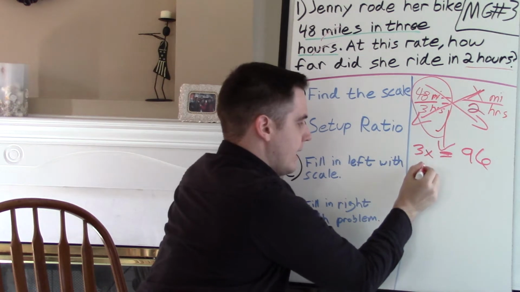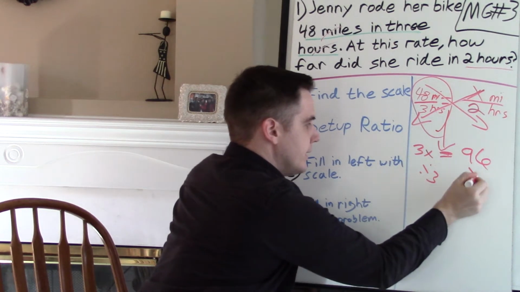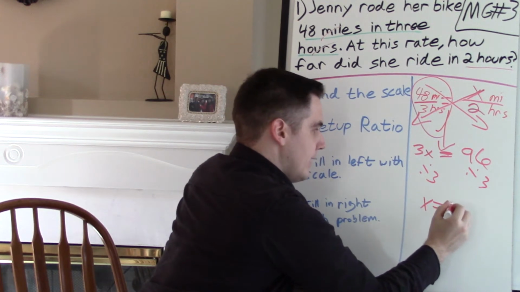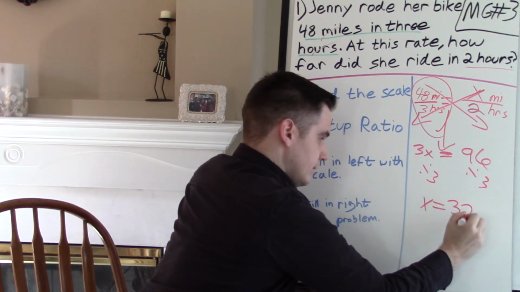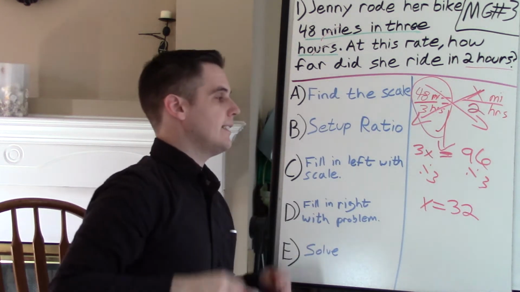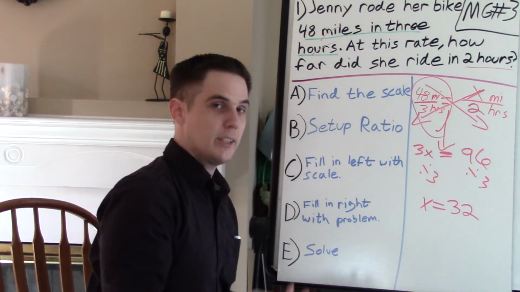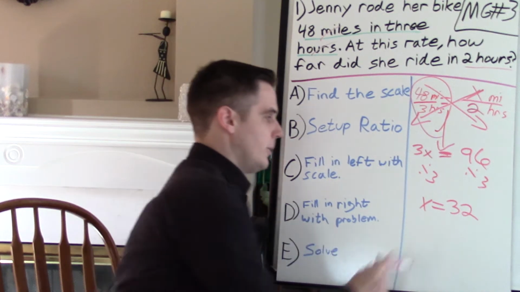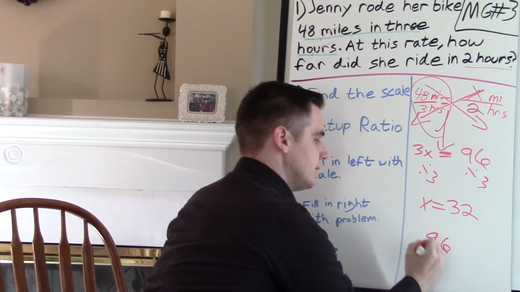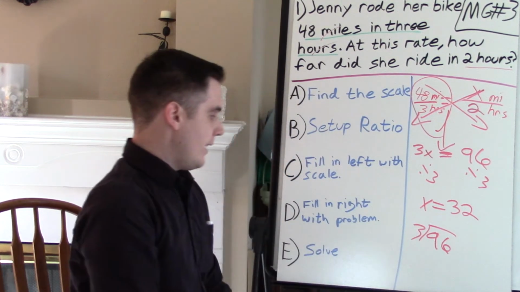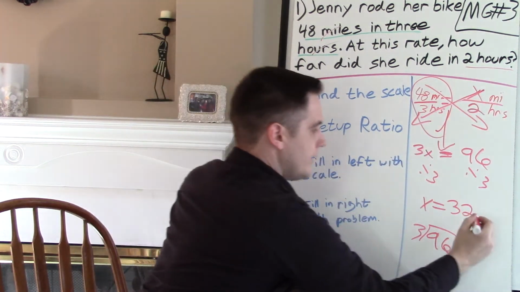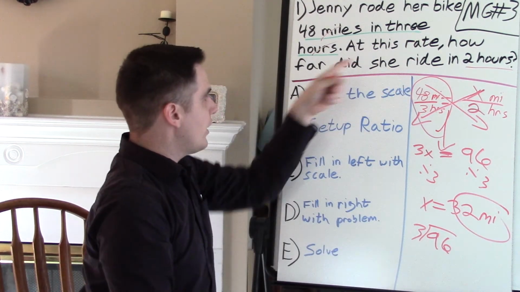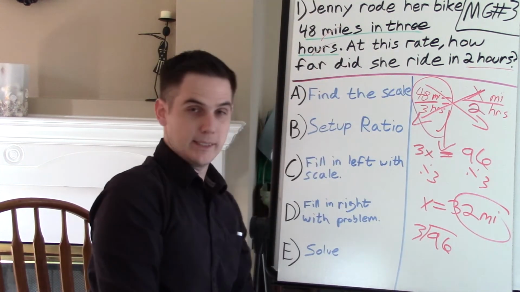And then trying to get the x by itself, divide by 3, divide by 3, x equals 32. I did that fast. If you need help with division, ask me later, but your multiplication tables could help. So can doing long form division such as this. And then our x was by miles, so our answer is 32 miles. That's how much she was able to ride in 2 hours.